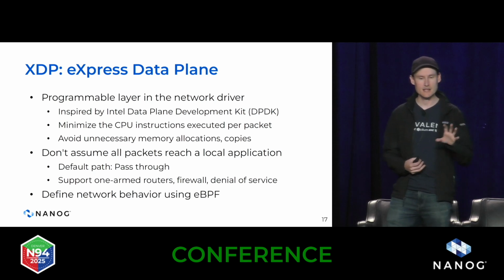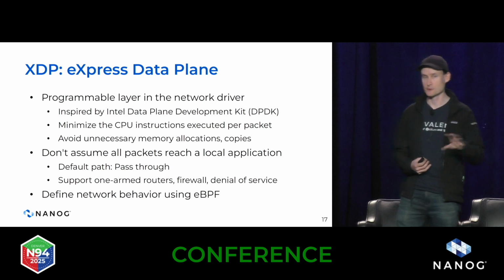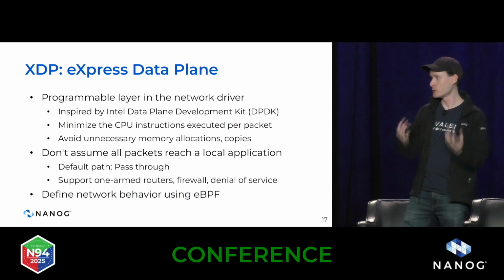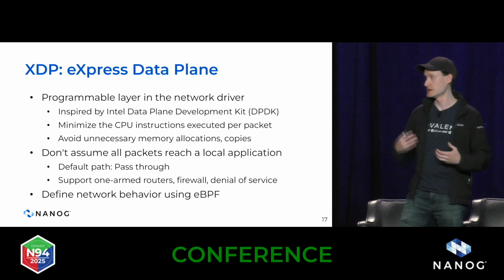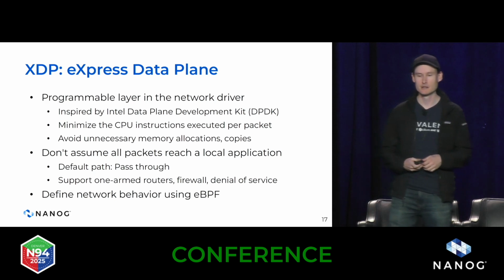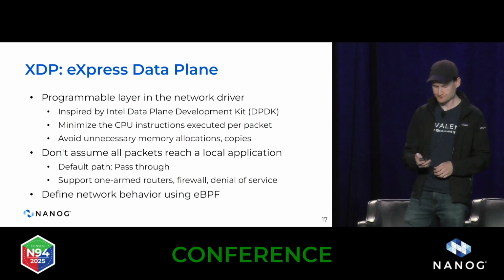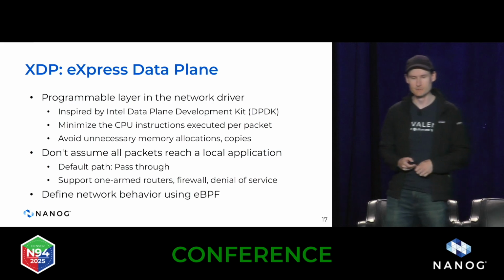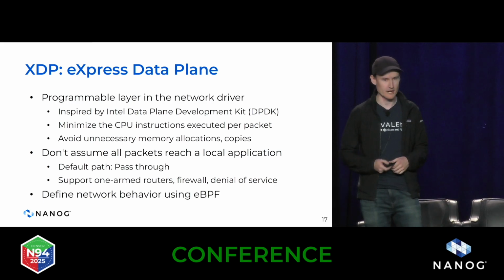And so in a case like Katran, where they're doing a one-armed router, take packets in, perform a layer 4 load balancing decision, and then send the packets back out onto the fabric, this was really well suited. And overall, the behavior here is defined by eBPF programs, ultimately.